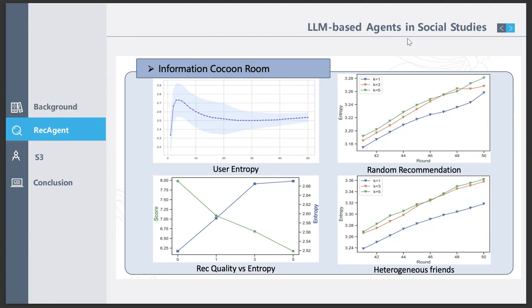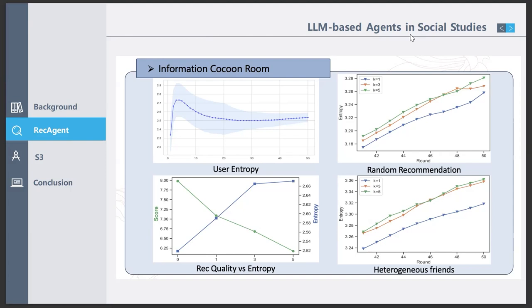In addition, we also studied two strategies to alleviate this problem. The first one is, we would like to see if we add more random items in the recommendation list, whether the information cocoon problem can be alleviated. The result is positive, which can be seen in the right top figure. We can see as we incorporate more random items, the information cocoon problem can be alleviated. However, this leads to another problem. That is, if we incorporate more random items, then the user satisfaction with the recommendation result becomes lower and lower. So there is a trade-off between the information cocoon problem and the user satisfaction with the recommendation.